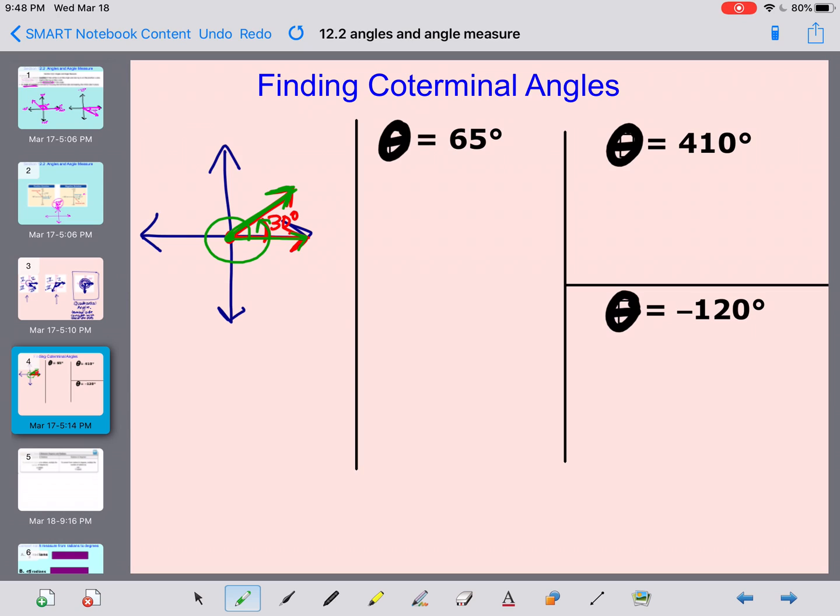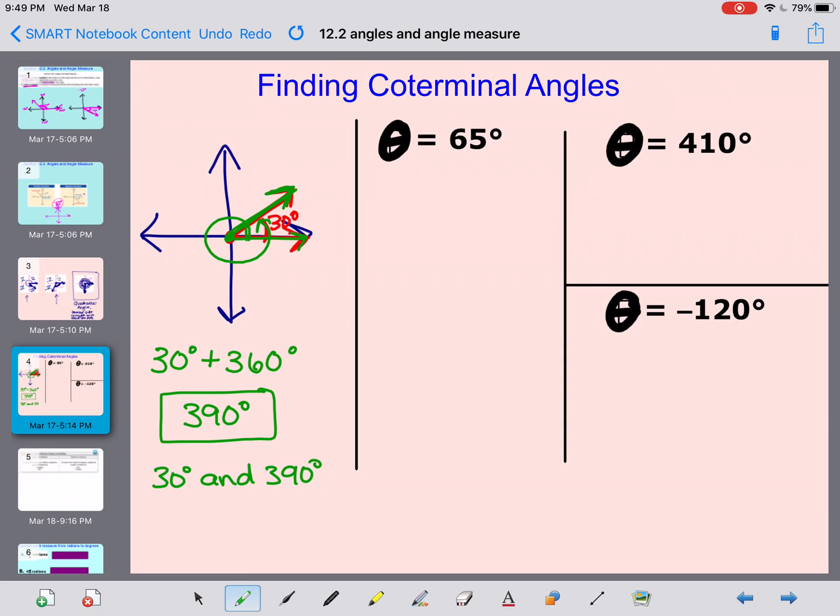They share the same terminal side. What's the measure of that green angle? It was 30 and then a full rotation all the way around. So we can say it was the 30 degrees from the red plus a full rotation, so plus 360. So that green angle there is 390. So I would say that 30 degrees and 390 degrees are coterminal angles.